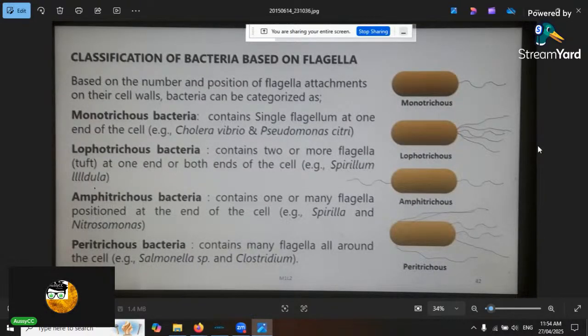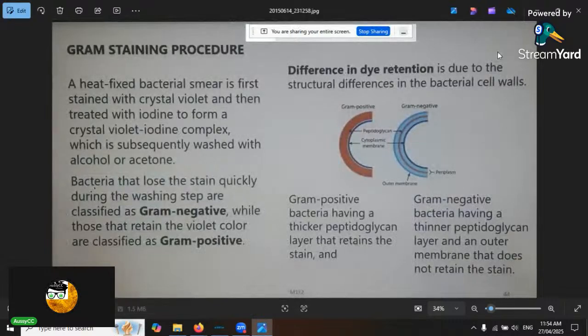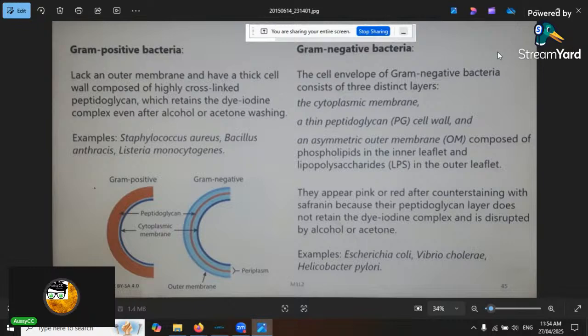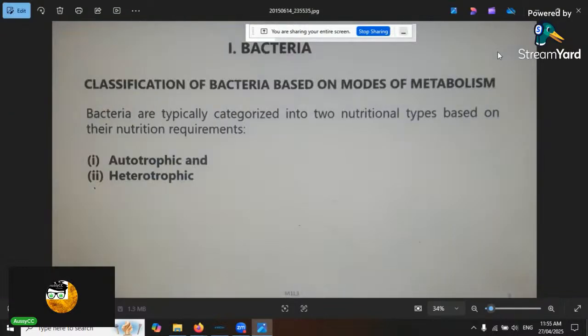Classification of bacteria based on their flagella. Do you know plants have got a receptor, FLG22, that recognizes this flagella? Classification of bacteria, Gram staining. What's the difference in the cell walls? Positive. Modes of metabolism: heterotrophs, chemotrophs, and phototrophs. Heterotrophs, all those, yeah. Chemotrophs. Phototrophs.